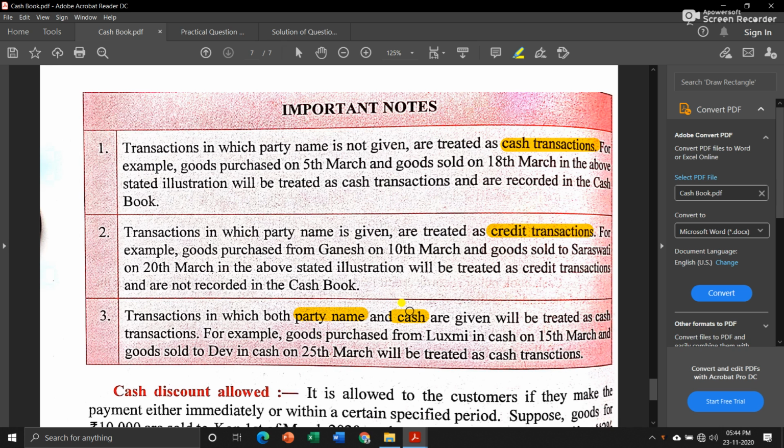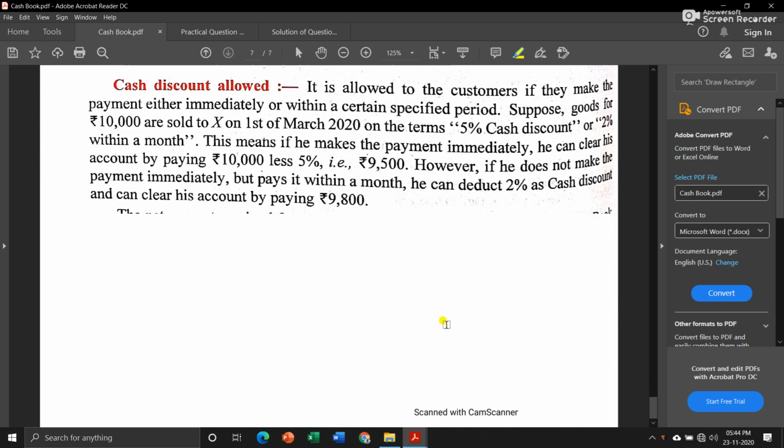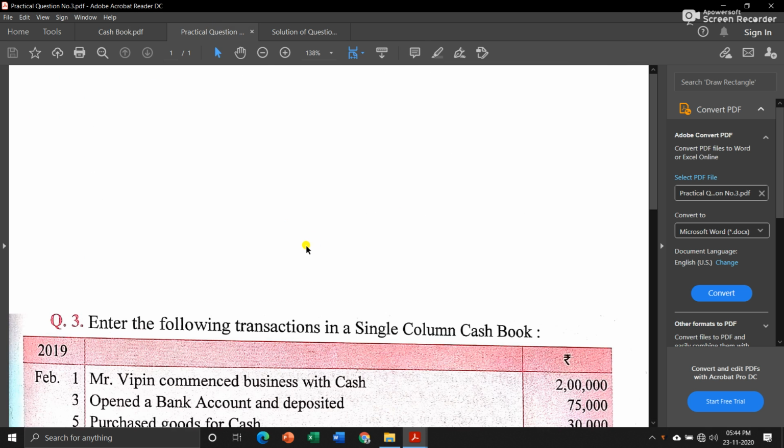So basically it means that when you get question, then you have to see which transactions are cash transaction and which are credit transaction, and based on that you have to prepare your cash book. Now there are some cash discount allowed and all those things that we will see while solving the practical question. Okay, now let us see practical question.